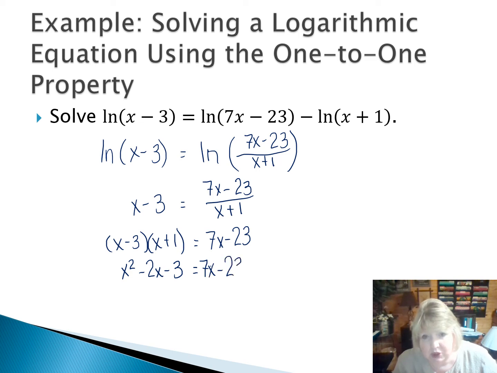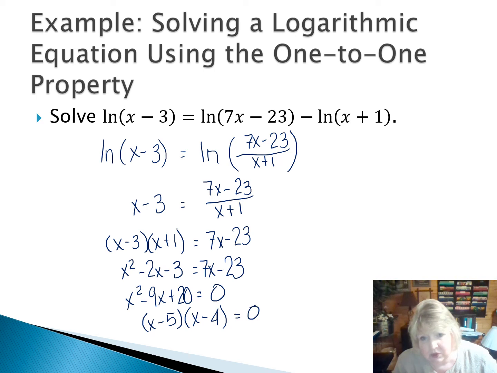So I'm going to subtract 7x, so that's going to be x squared minus 9x. And I'm going to add 23, so that'll be plus 20 equals 0. I can factor this into x minus 5 and x minus 4. So I get that x is 5 and x is 4. It can be either one of those. Again, though, I have to check and make sure.